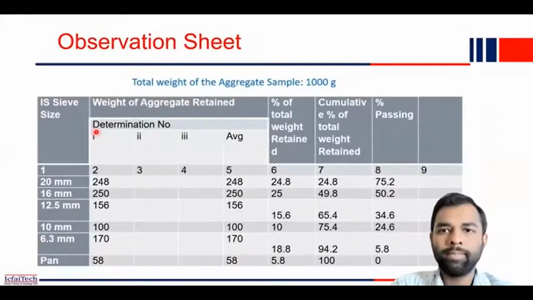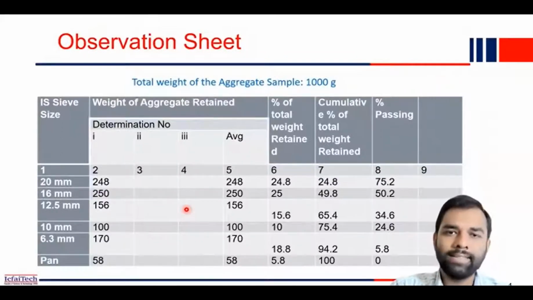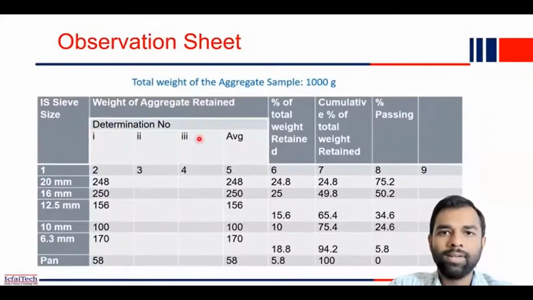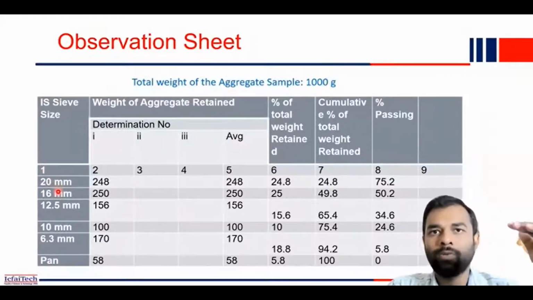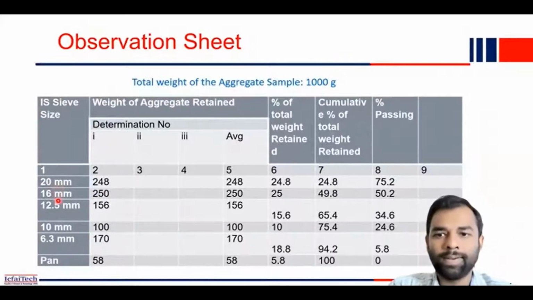After the experiment, we captured all the recordings of whatever we have done. All the sieve records are there, and how much aggregate is retained in each sieve is tabulated below. In this table, we have taken a total of 1 kg of sample. The different sieves we kept were 20 mm, 16 mm, 12.5 mm, 10 mm, 6.3 mm, and at the bottom the pan. So this is the total sieve assembly.